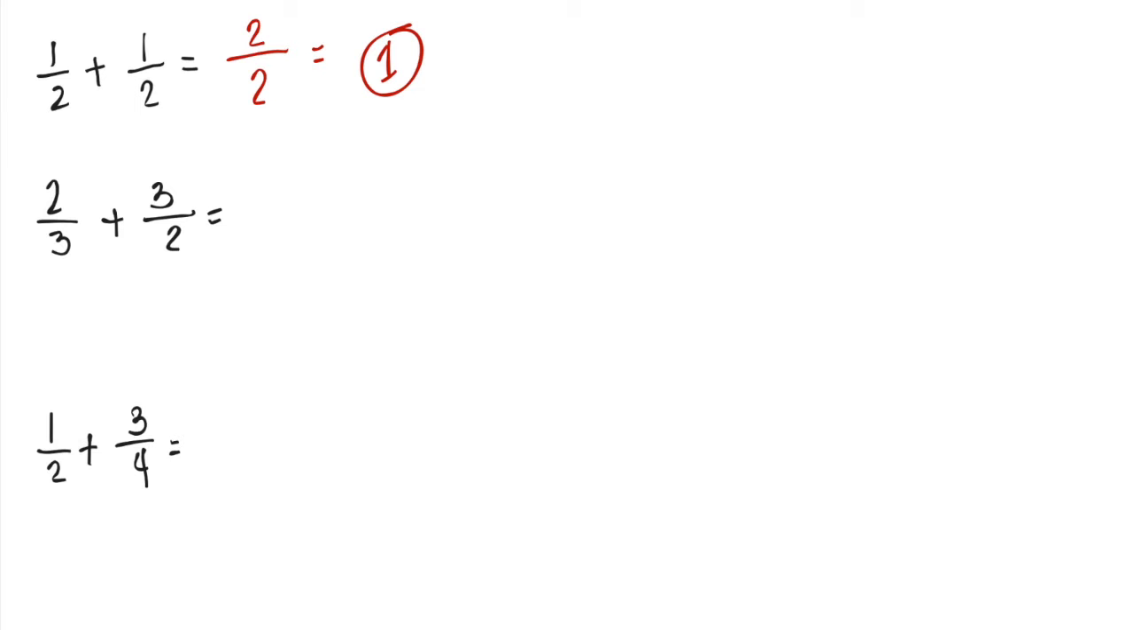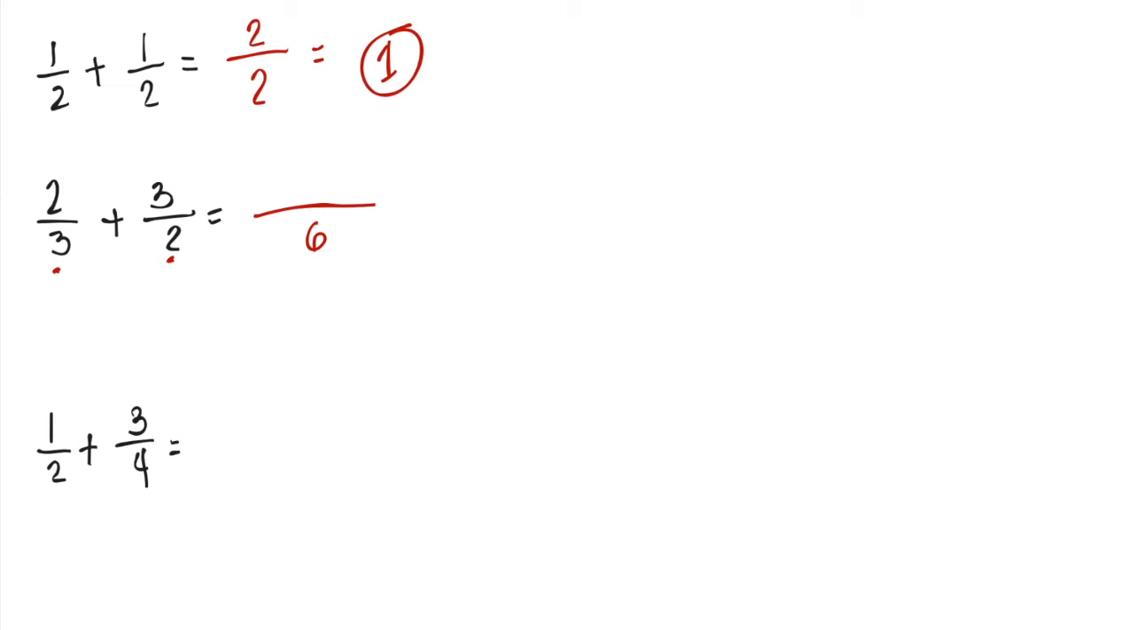In number 2, if we check their denominators, they have different denominators. The first term has a 3, the second term has a 2. So I have two methods on adding these two fractions. We are going to do the first method first, which I call the long method. So we are going to check for the LCD, or the least common denominator, of 3 and 2. The LCD of 3 and 2 is simply 6.